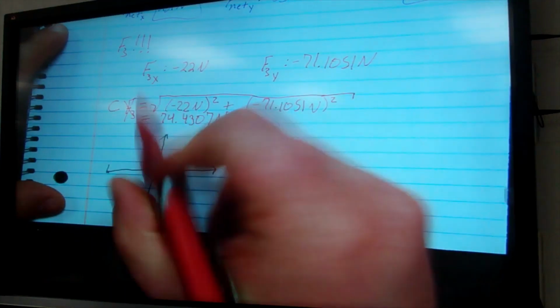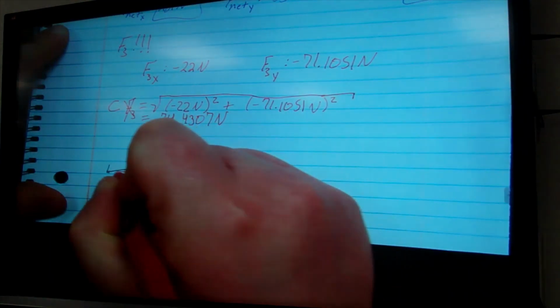In the X direction, we go over 22 in the negative direction.